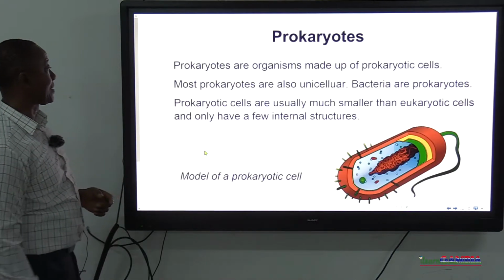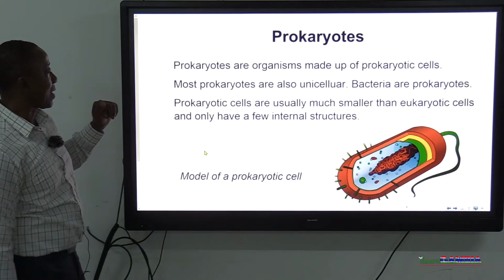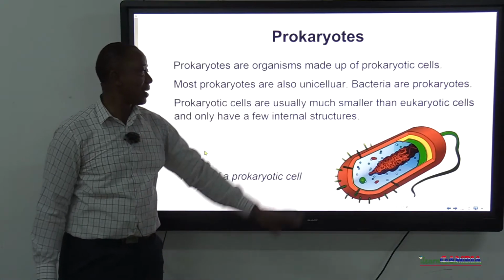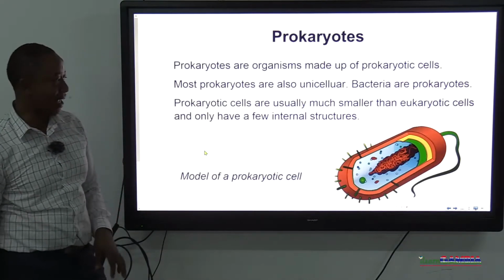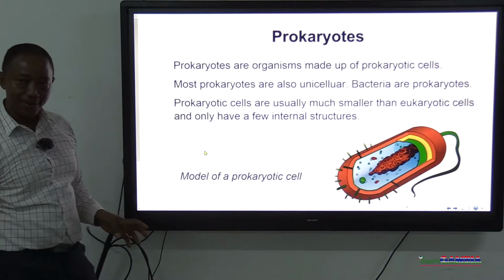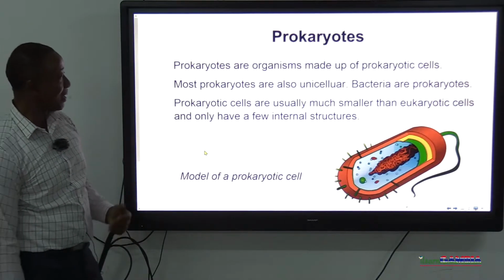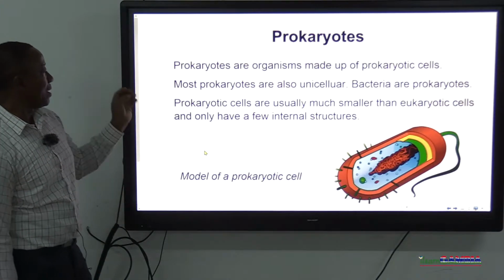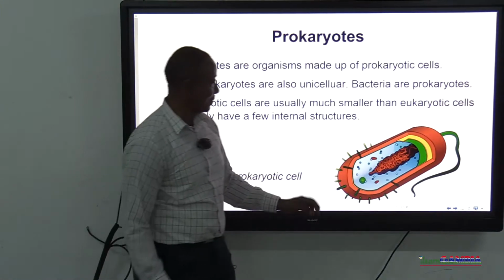Membranes are very interesting, but then we come to prokaryotes. The prokaryotes are organisms that are made up of prokaryotic cells. Most prokaryotes are also unicellular. They are simple, they are not complex. Bacteria are prokaryotes. Now, look at the picture here.